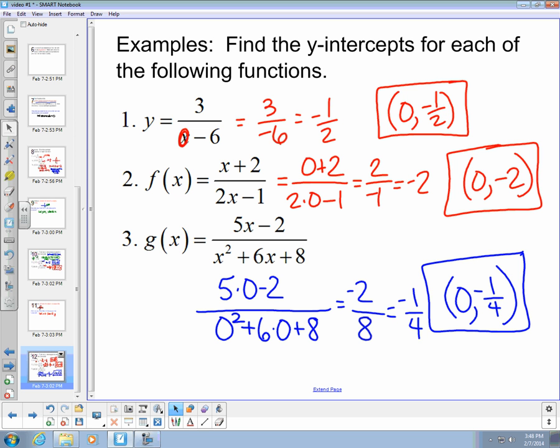The next video will explore horizontal and slant asymptotes and how to sketch a rational function.